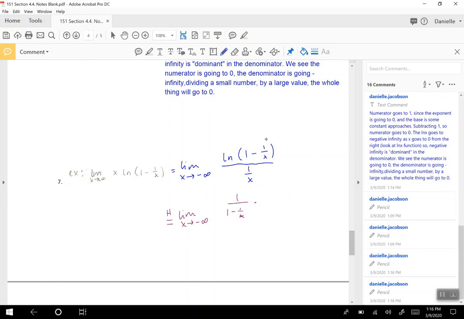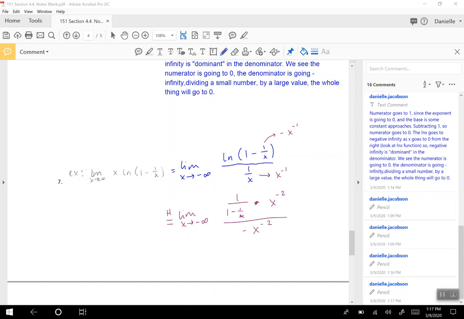Here I have to notice this is the same thing as negative x to the negative 1, with that minus sign right there. So the derivative of 1 is 0, but the derivative of negative x to the negative 1 would give me a positive x to the negative 2. And then this entire thing is divided by, again, this is just x to the negative 1 this time, so negative x to the negative 2.